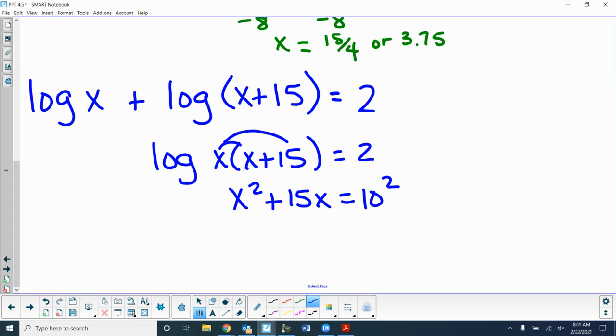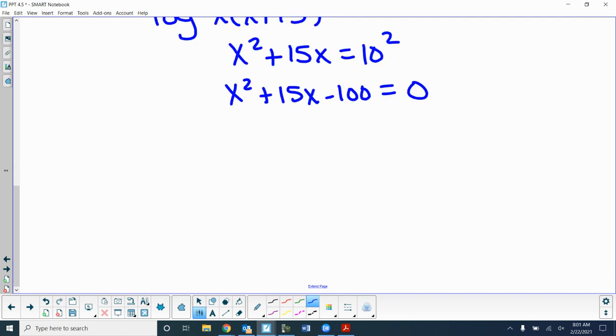All right, now it turned into a quadratic. It turned into an x squared. So I'm going to have to set it equal to 0 to solve it. 10 squared is 100. When I bring it over, I'm going to subtract it. Now, there's different ways. You can use the quadratic formula. That might be best for some of you. That's fine. But this factors, I believe, into x plus 20 and x minus 5. 20 times negative 5 is negative 100, and 20 plus a negative 5 is 15.